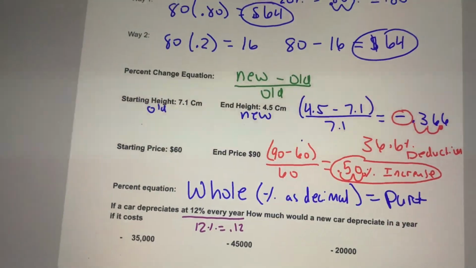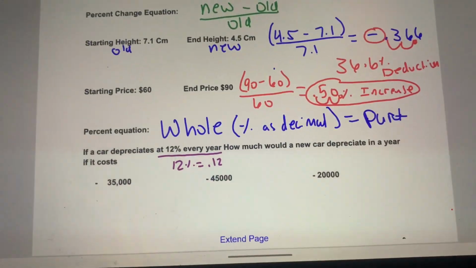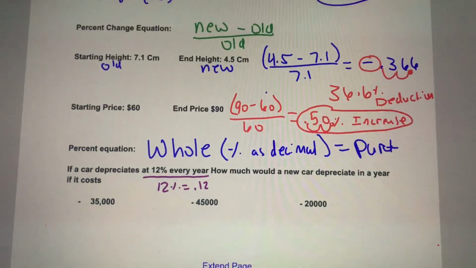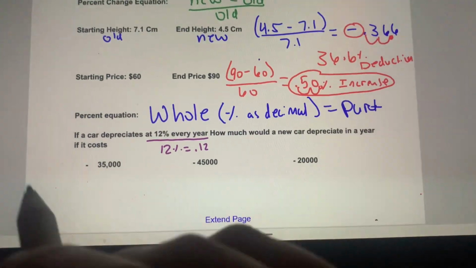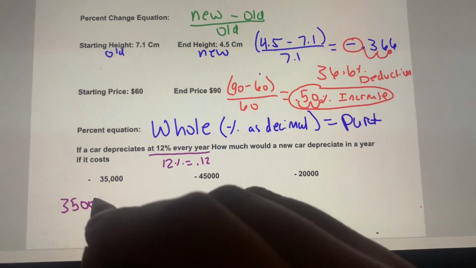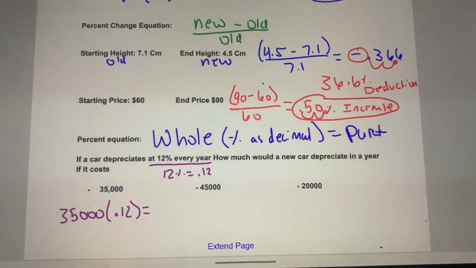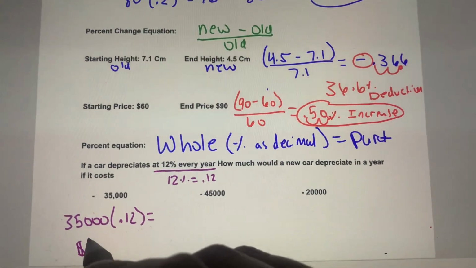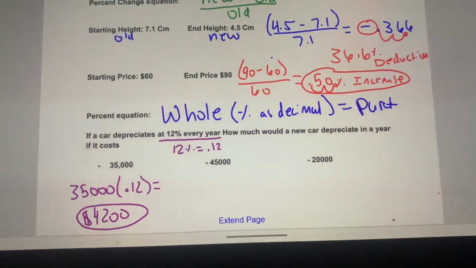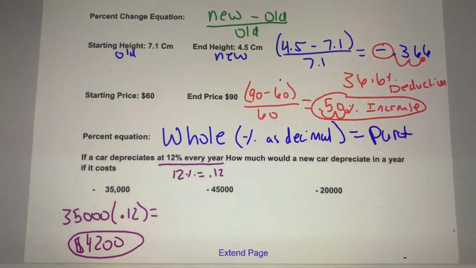So now my equation, whole times the decimal. 35,000, we need to ask ourselves, is that the whole price of the car, or is that the part I'm getting off? 35,000, that's the whole price of the car. So I'm going to take my whole price of $35,000, multiply that by my percent as a decimal, so 0.12. When I do that, I'm going to get $4,200. So that means in 1 year, my car has lost $4,200 in value. Drove it off the lot, waited a year, it lost $4,200 in value.